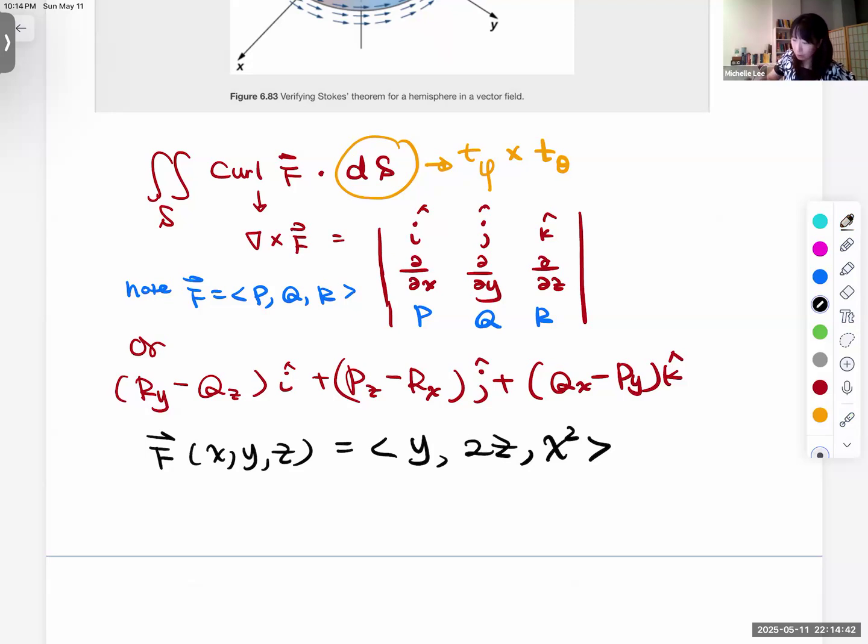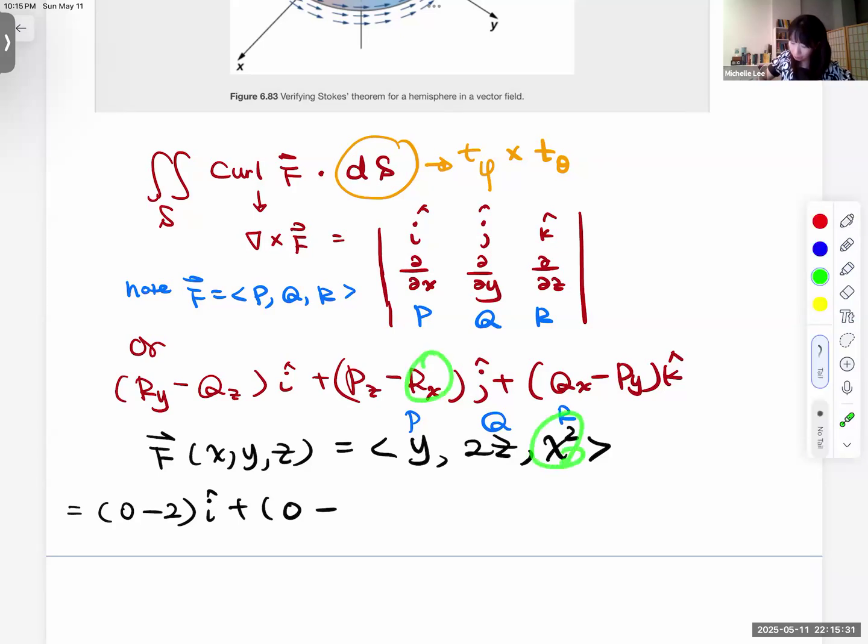So we have, looking at the R, this is PQR, right? PQR. Okay, looking at the R, and then partial derivative with respect to y. So there is no y, so it's 0. And then we're looking at the Q, partial derivative with respect to z, which is 2. And looking at the P, partial derivative with respect to z, 0. Looking at the R, partial derivative with respect to x, 2x.